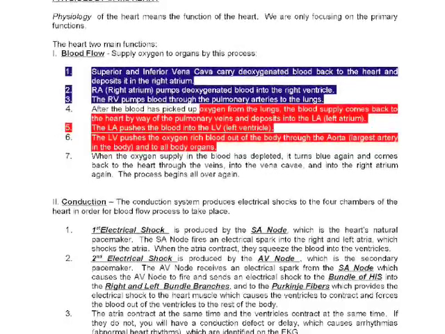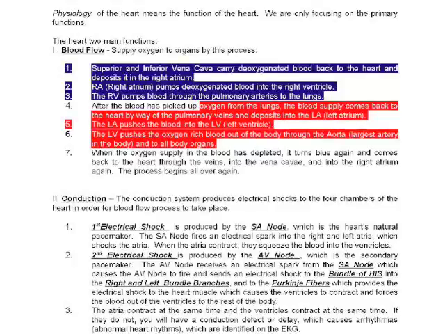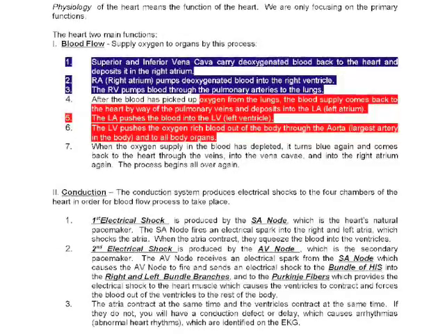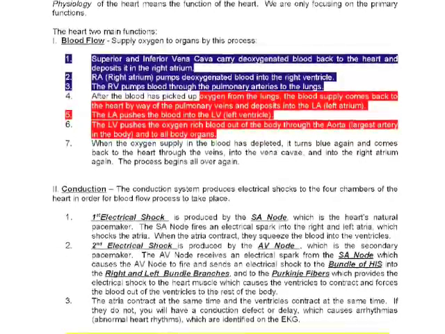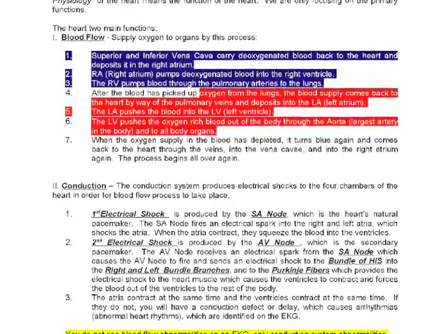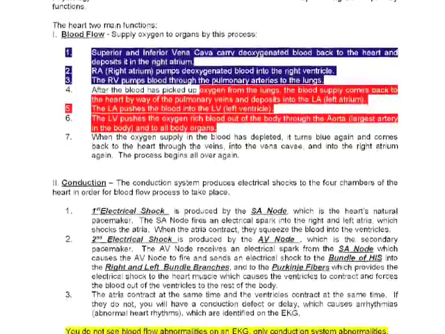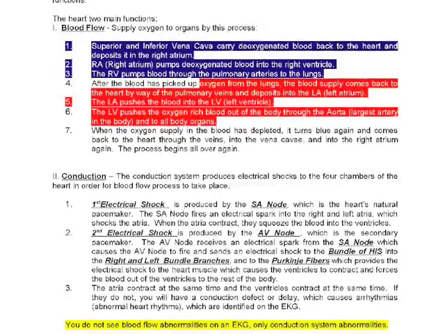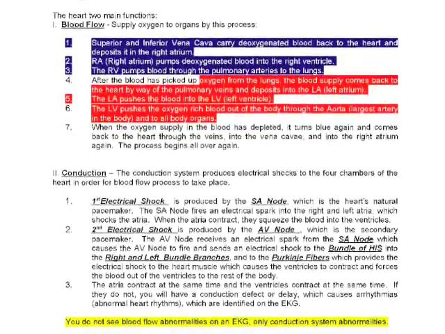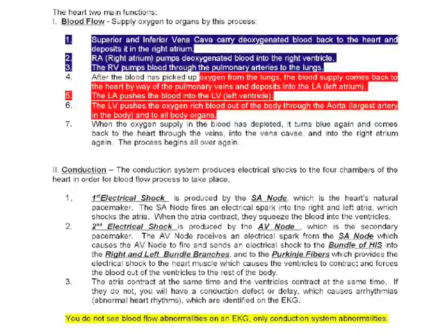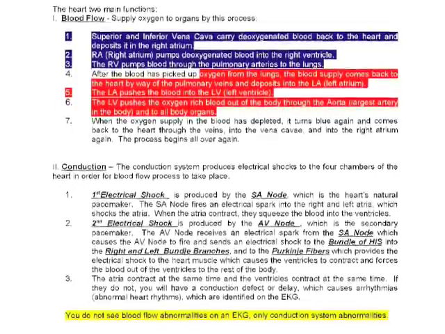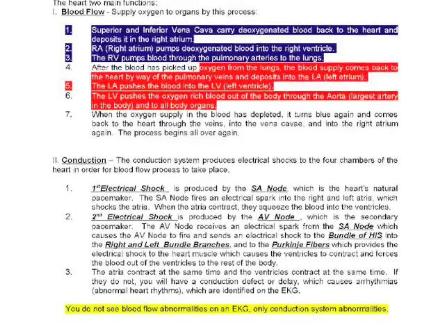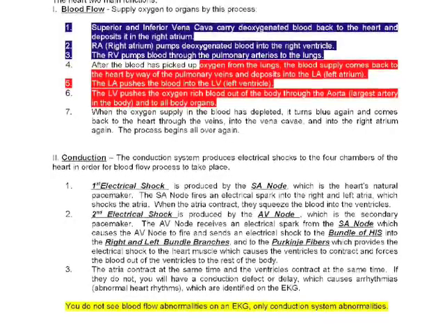Then the left ventricle pushes the oxygen-rich blood out of the body through the aorta, which is the largest artery in the body, and it goes to all the body organs. When the oxygen supply in the blood has depleted, it turns blue again, and it comes back to the heart through the veins into the vena cava and dumps again into the right atrium, and the process starts all over again. Conduction. The conduction system produces electrical shocks to the 4 chambers of the heart in order for the blood flow process to take place.